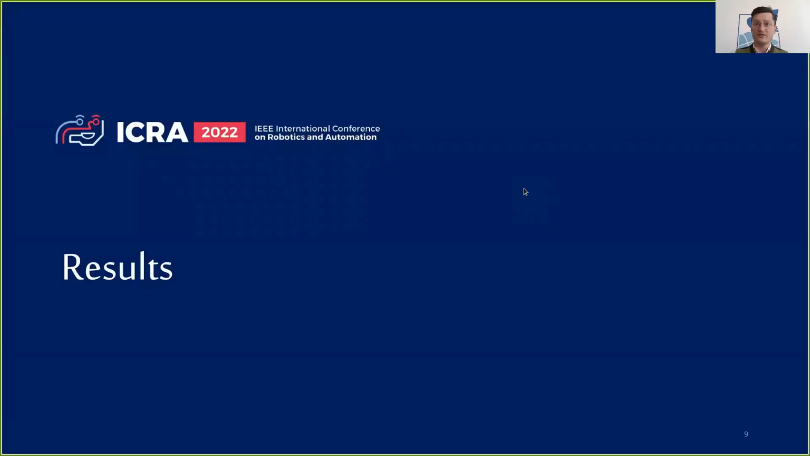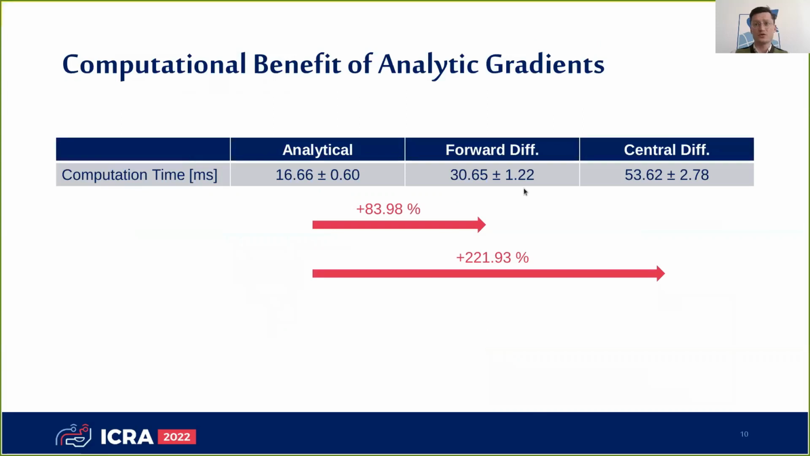So what are the results? Of course, one could solve the given optimization problem also with numerically approximated gradients instead of the analytic gradients, for example, using forward or central differences. However, we show that the computation time increases significantly in this case.